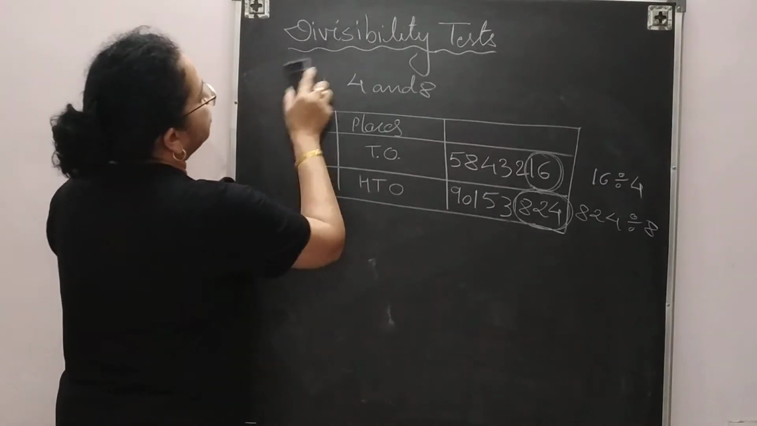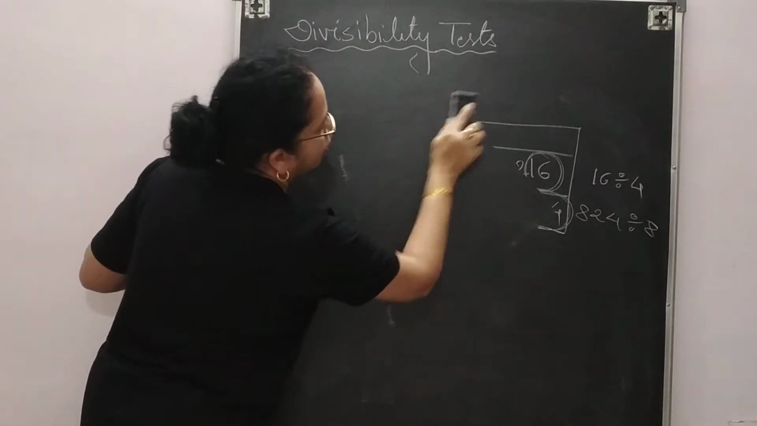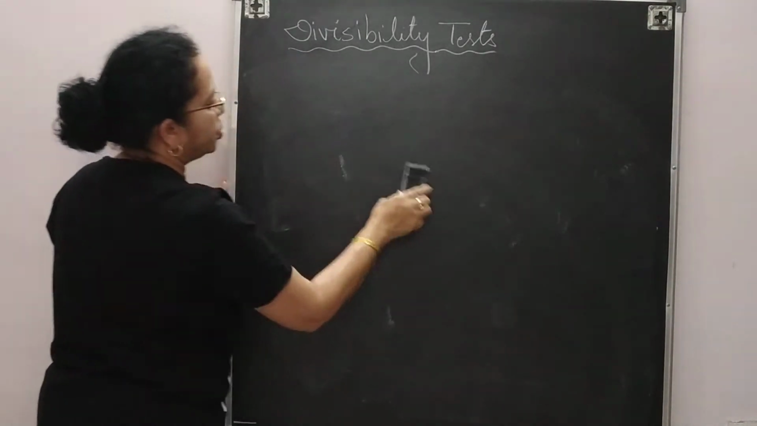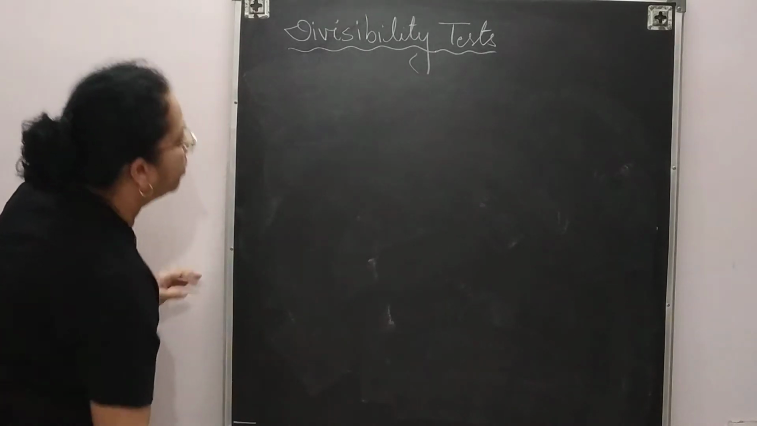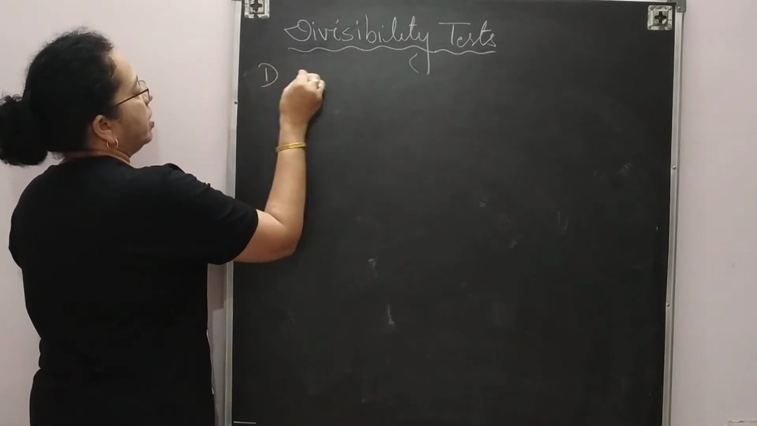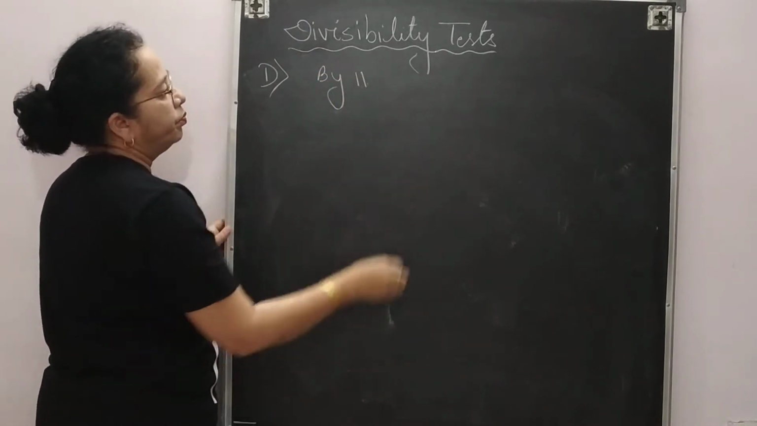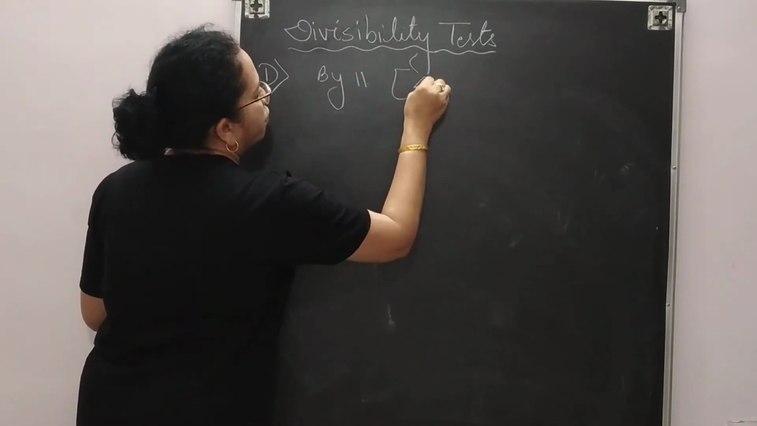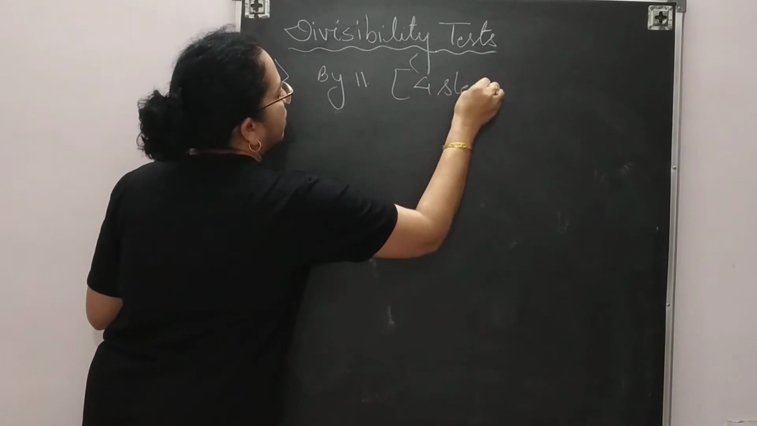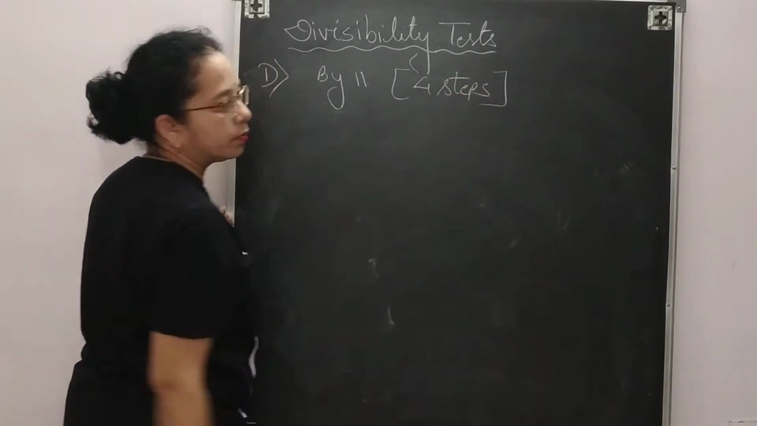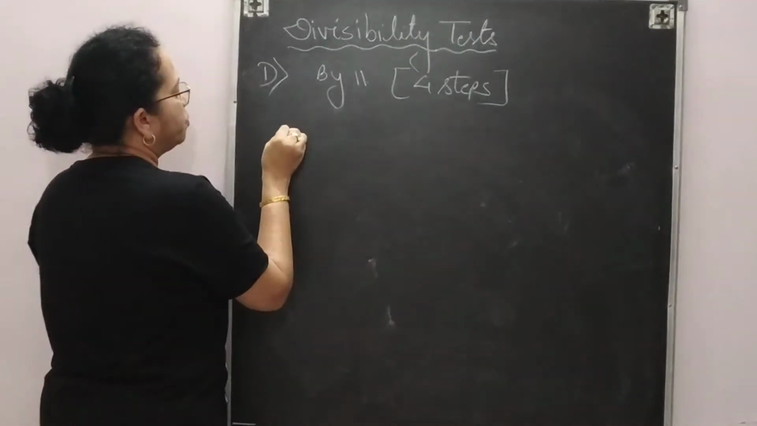Now, the next is very important, and here we use 4 steps to check. The last one, not the last one, the second to last, this is by 11. Here we use 4 steps. It's a little bit bigger but easy. Okay. So, what is the first step over here?